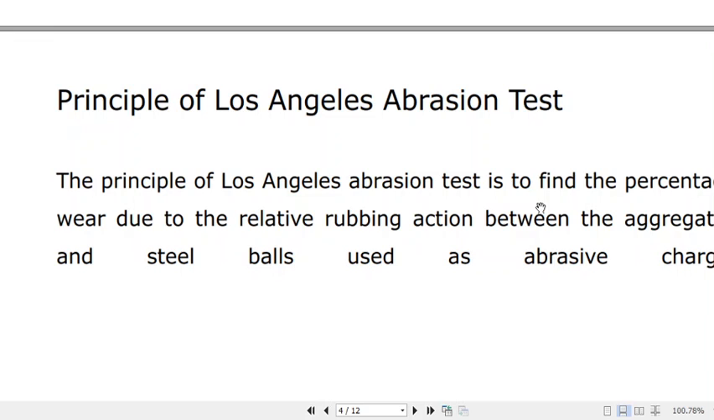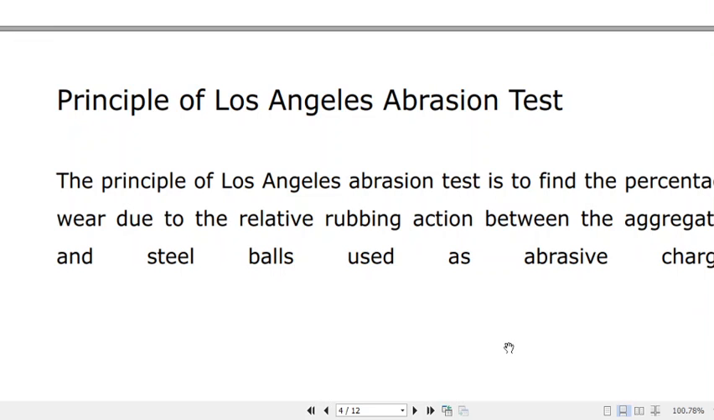The principle of the Los Angeles abrasion test, or any other abrasion test, is similar. That is, to find the percentage of wear due to the relative rubbing action between the aggregates and the steel balls used as abrasive charges. In the abrasion testing machine there is a hollow cylindrical box. In that box some aggregate is placed, and along with it some steel balls, which are called abrasive charges, are also put in.